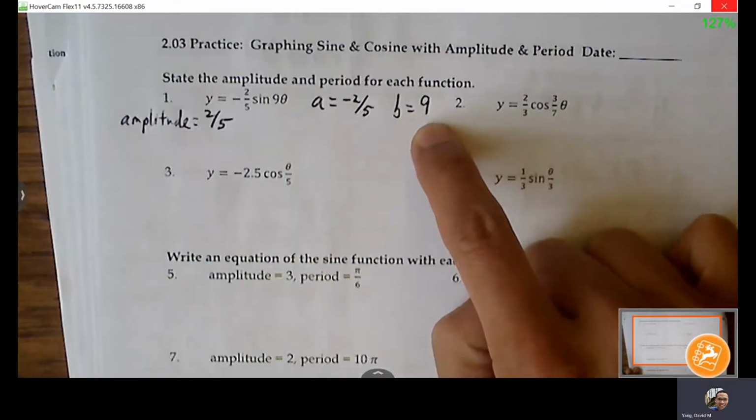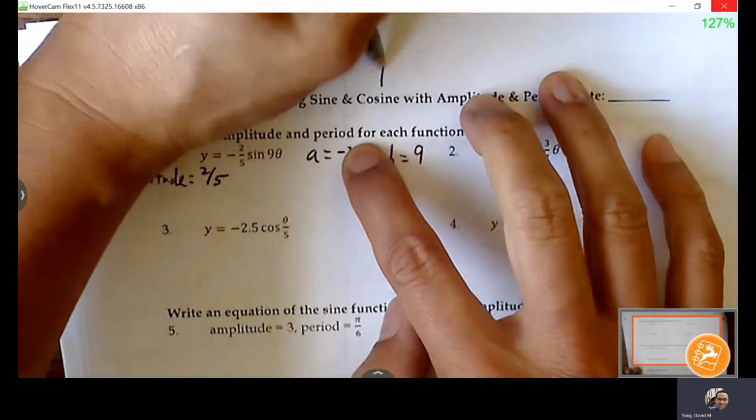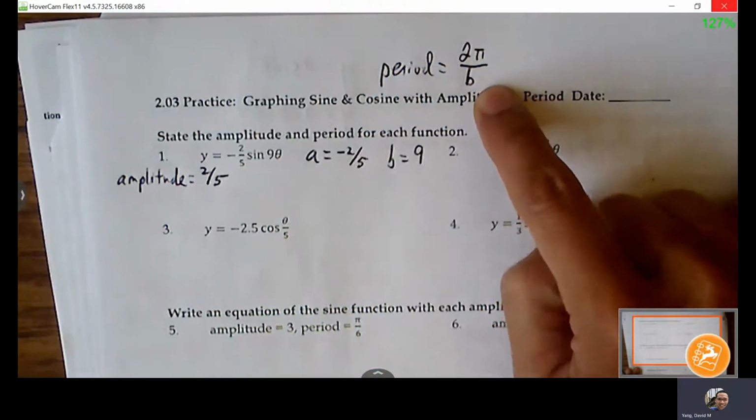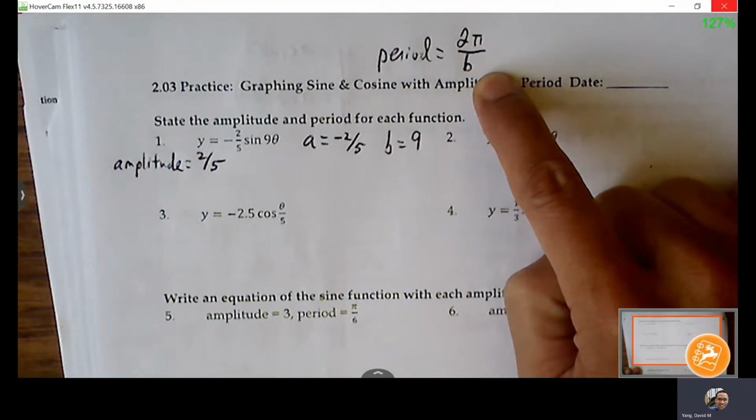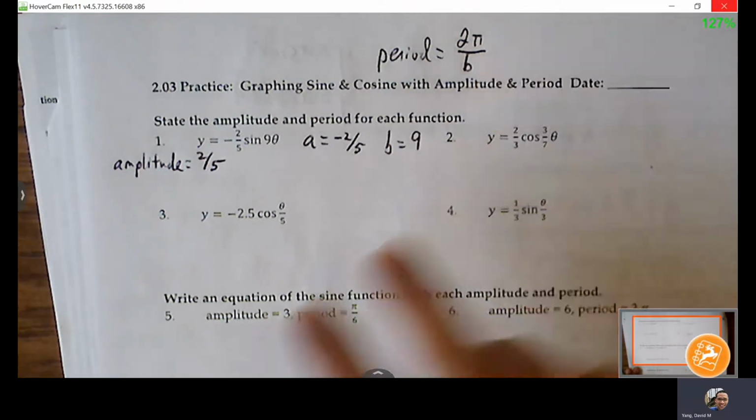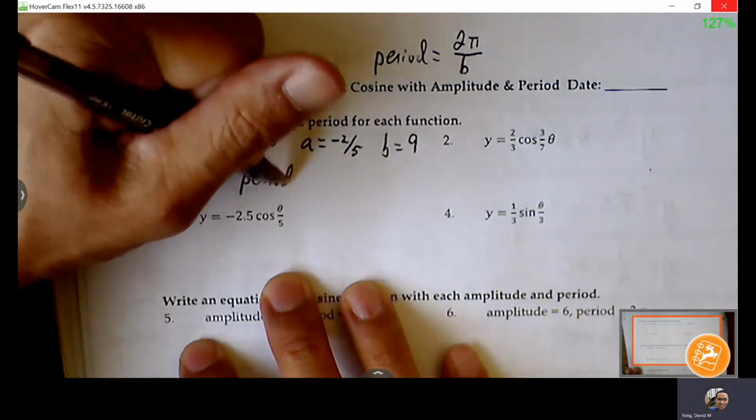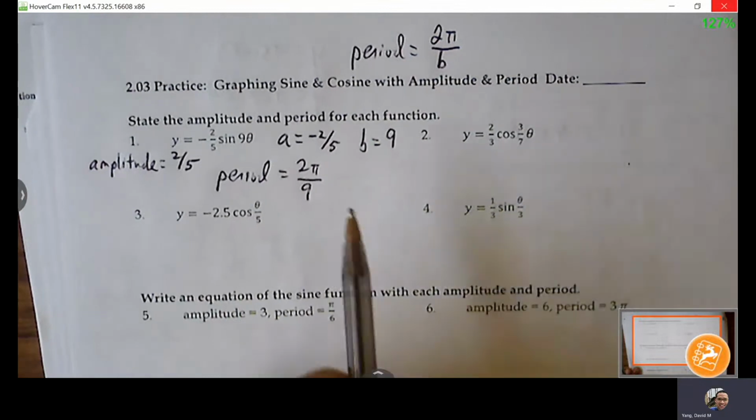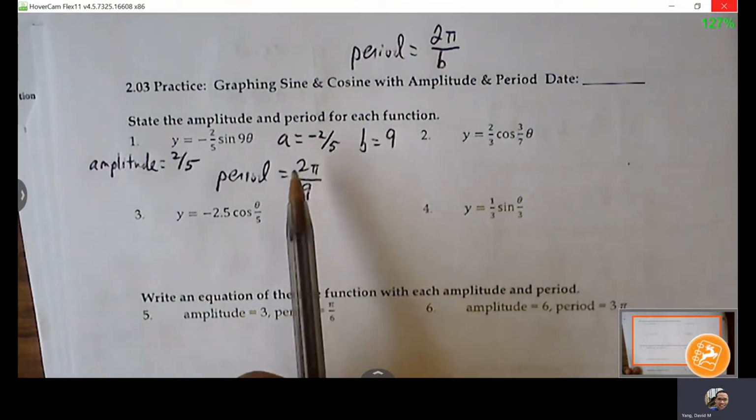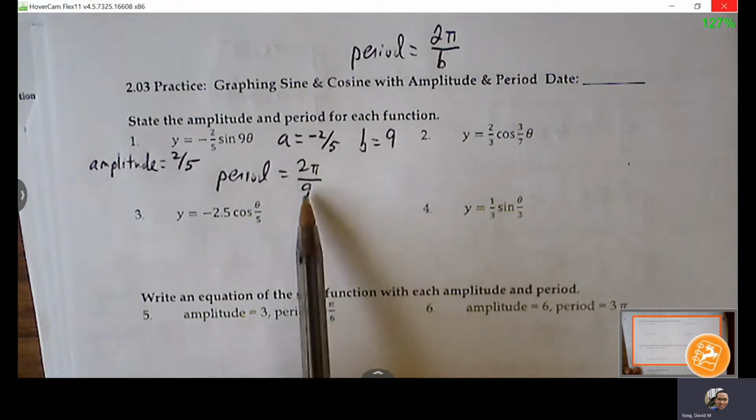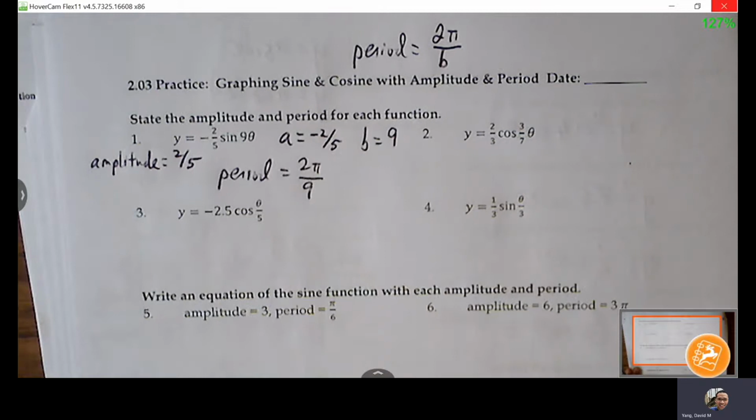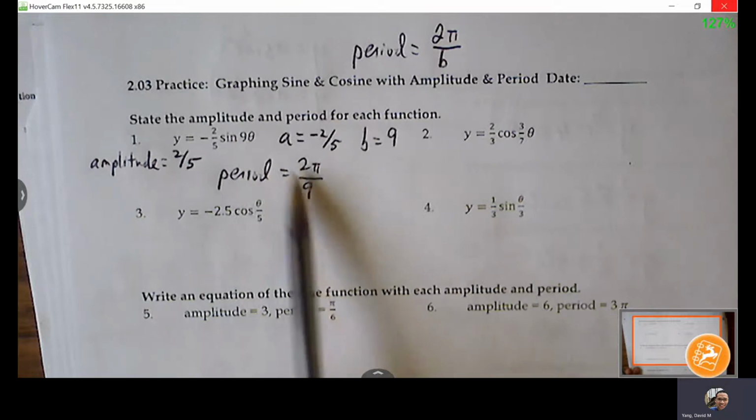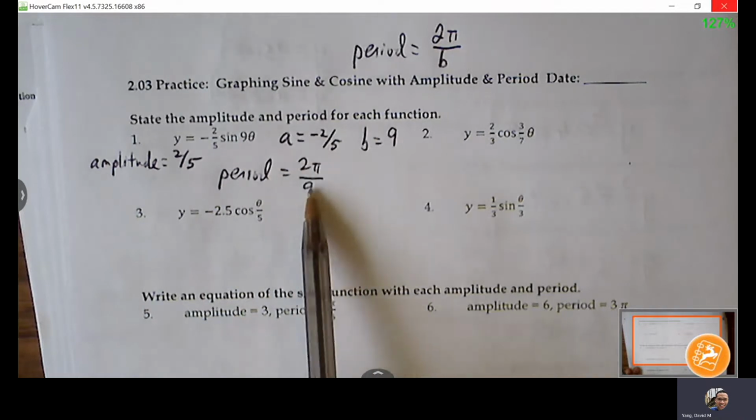And to find our period has a formula. It is 2π over B. So that's something we need to make sure we memorize for tomorrow's check-in quiz. So we just say 2π divided by 9. If we were to graph this, we would have to do 1/4 times period to find the interval, but we'll do that later. Right now we're just gathering information about amplitude and period. So what this means is that it's going to complete its full cycle in a very short amount of time, right? 2π/9.